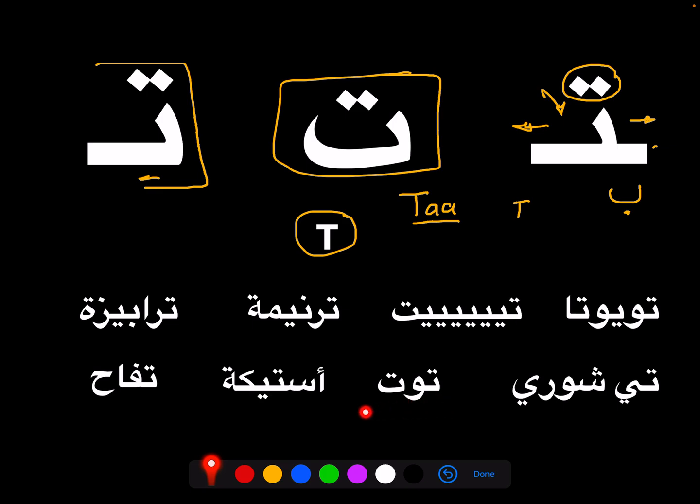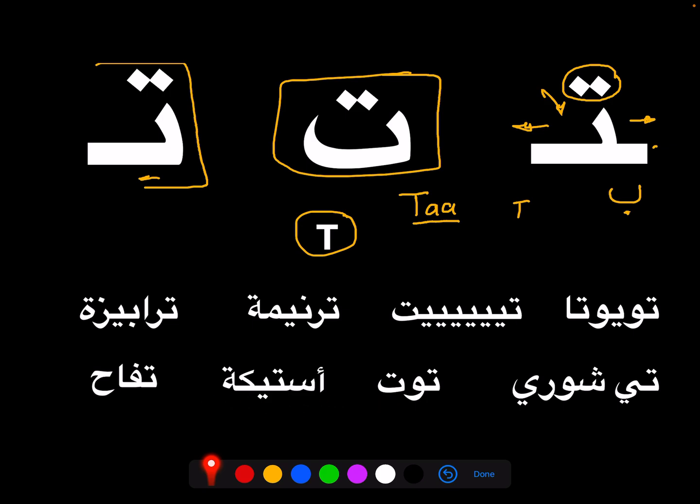This is toot. We have two different things. Toot is usually the berry, like the blueberry or something we have in Egypt. And it's also the toot, the sound. Toot, toot. So it has a T in the beginning and a T at the end of the word.